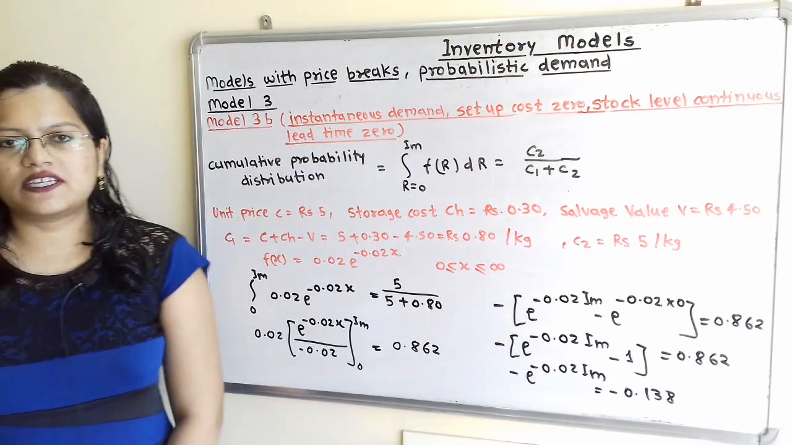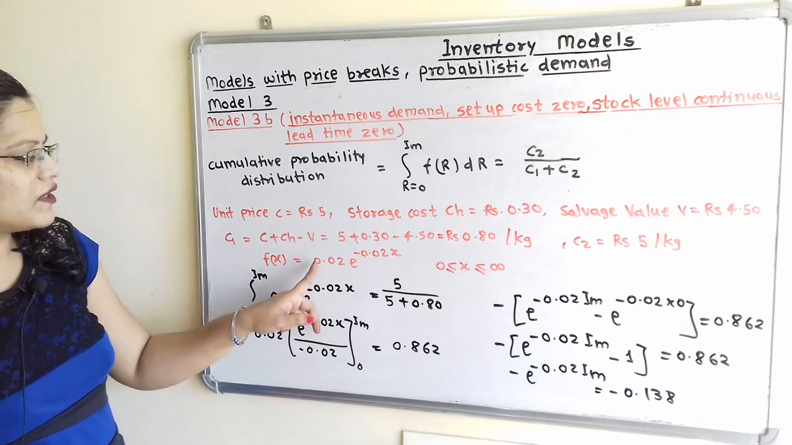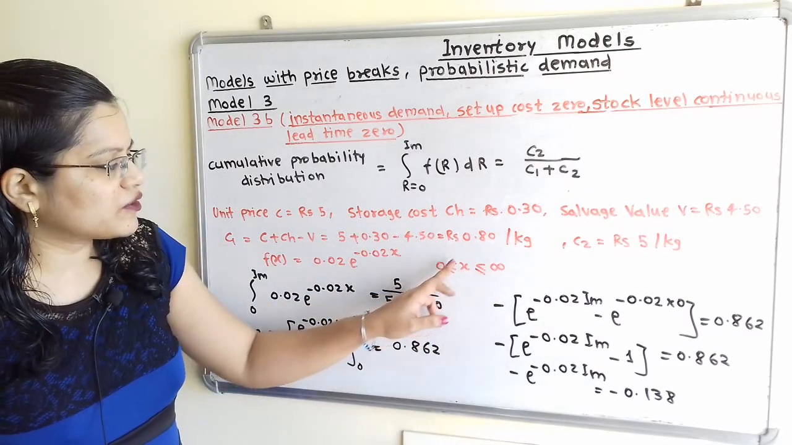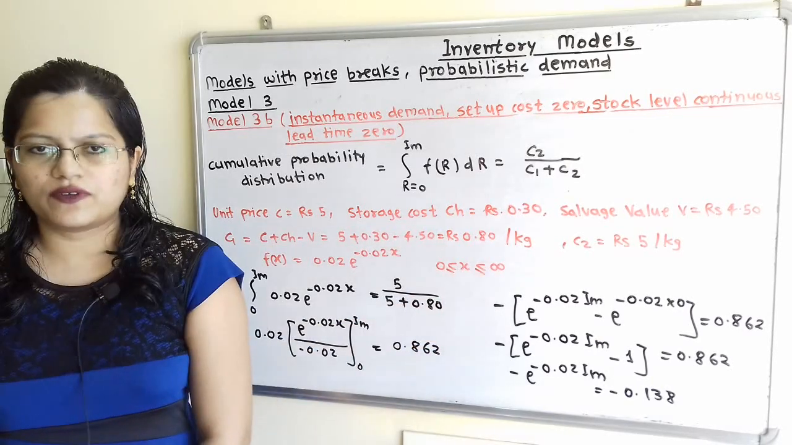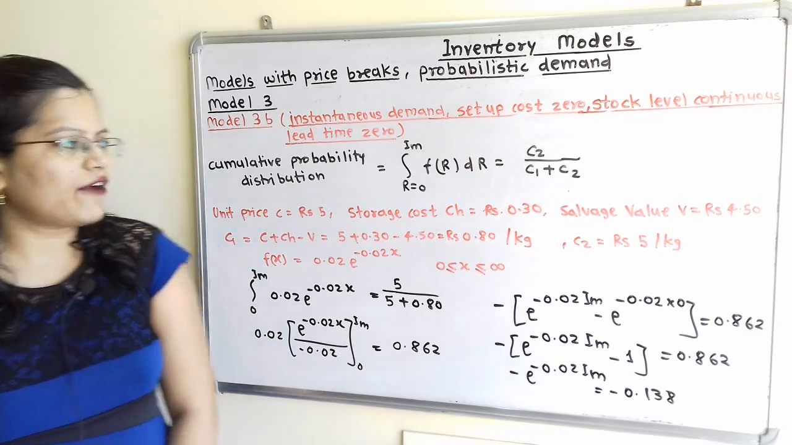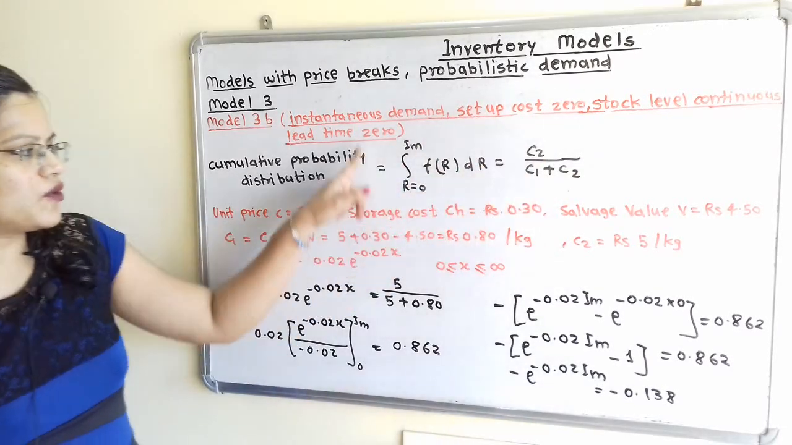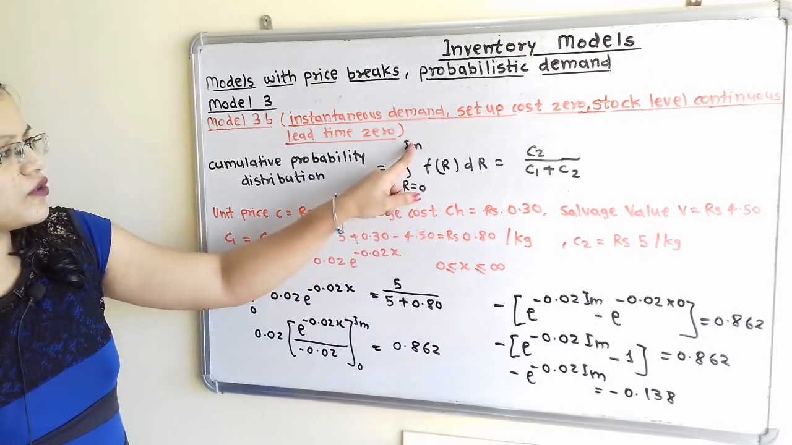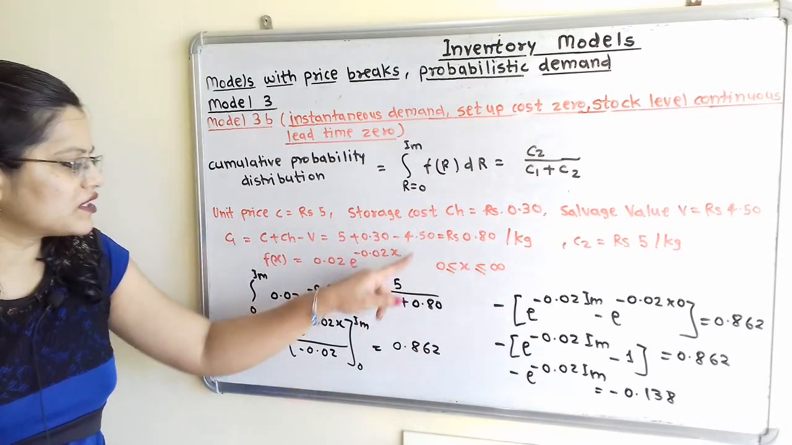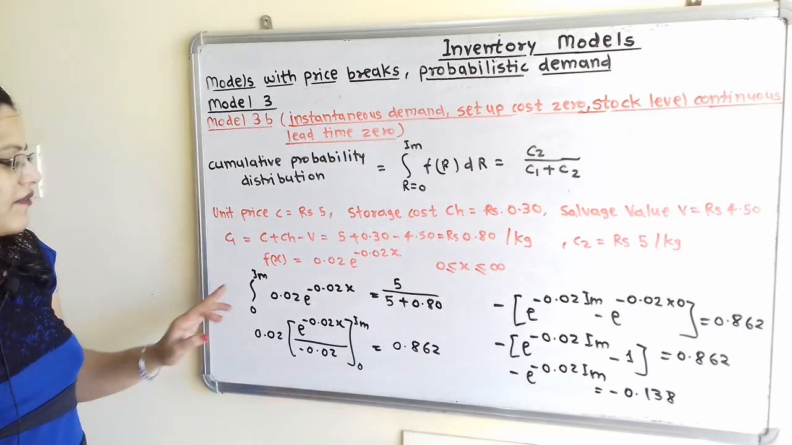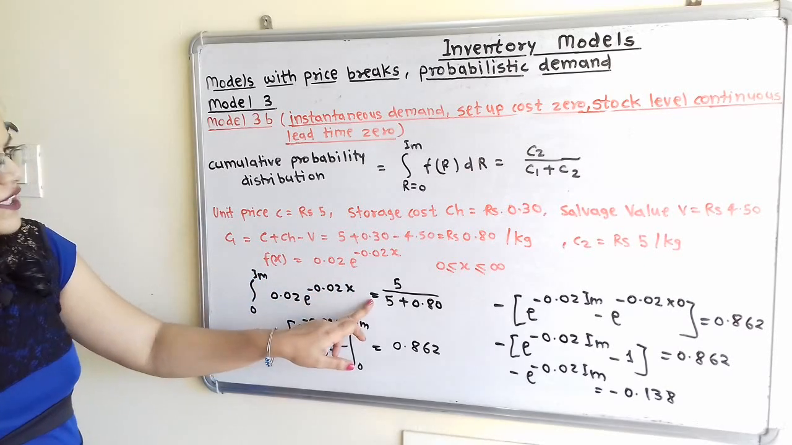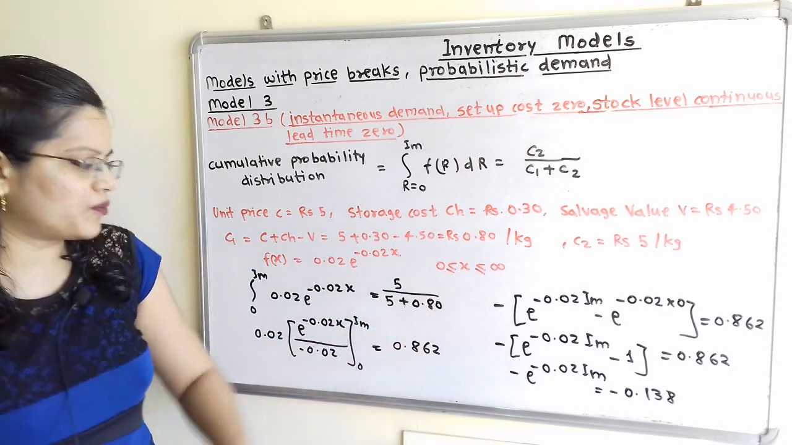Now the probability density function is mentioned in the question. f of x is equal to 0.02 e raised to minus 0.02 x, where the range is also given: 0 is less than or equal to x is less than or equal to infinity. Now we have to calculate the maximum inventory level, that is the value of Im. So we put this probability density function in this formula: integration of r from 0 to Im, f of r dr, is equal to C2 divided by C1 plus C2. Instead of r, this function is given in terms of x, so we put the value. Integration from 0 to Im of 0.02 e raised to minus 0.02 x dx is equal to C2, that is 5, divided by 5 plus 0.80.